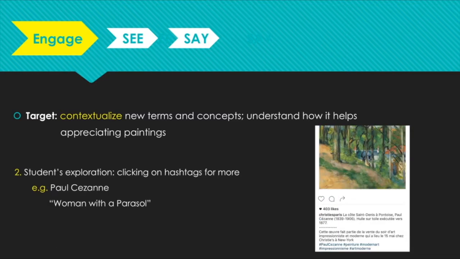And step 2, students will respond to teacher's post by, of course, looking at the painting and thinking about relations with the text below. If they don't quite get the idea of a new concept like Impressionism, they can click on the hashtag and it will lead to other similar posts with Impressionism hashtags on Instagram. So they can have more references to help them understand, and they may learn Impressionism from others' posts about Cezanne, and also another painting, Woman with a Parasol, from others' posts.